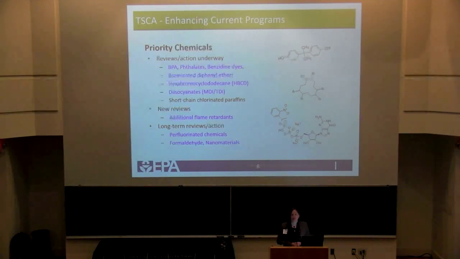Also, formaldehyde. We've been looking at that for a number of years, especially since Katrina. That was in the news a lot because of the use of formaldehyde in adhesives for building materials, especially composite materials. And so that is something that we've been looking at closely and working to reduce the use and find alternatives.